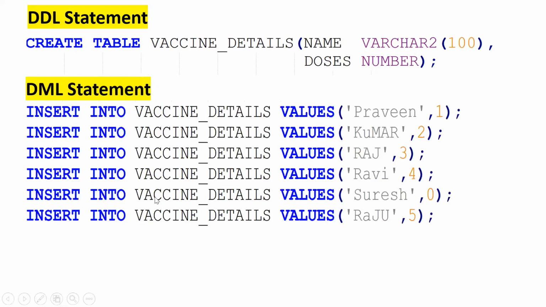Then DML statements. I'm creating insert statements. 6 records I'm trying to insert. Since DMLs are not auto-committed, we need to commit those transactions by using TCL, transaction control language. That is nothing but COMMIT. It will save the data permanently in the database. So we are creating the table, inserting some data, and committing those transactions. Hope this is clear.